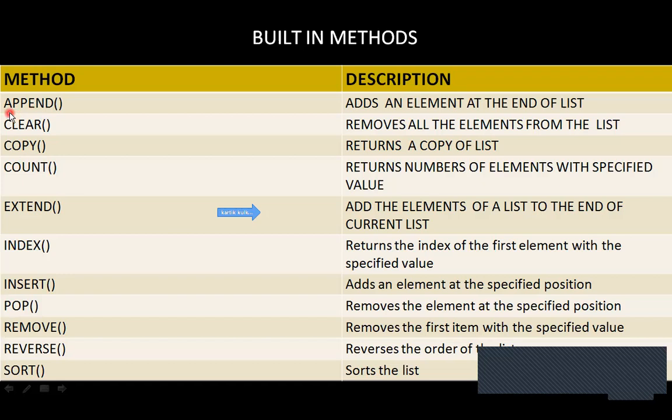So here you can notice the first one is append. It adds an element at the end of the list. Next one is clear. It removes all the elements from the list. Like that, copy is there, it returns a copy of the list. So this is the method and this is the description.